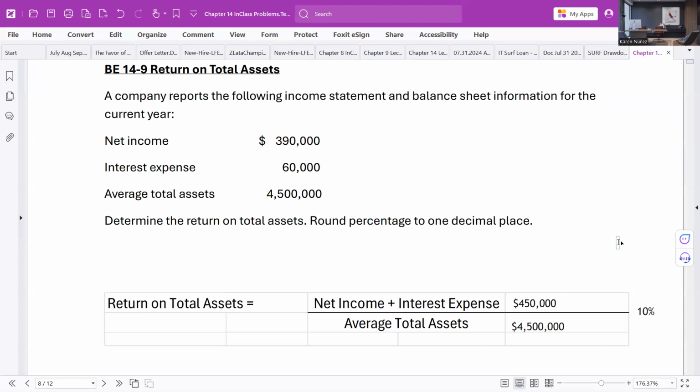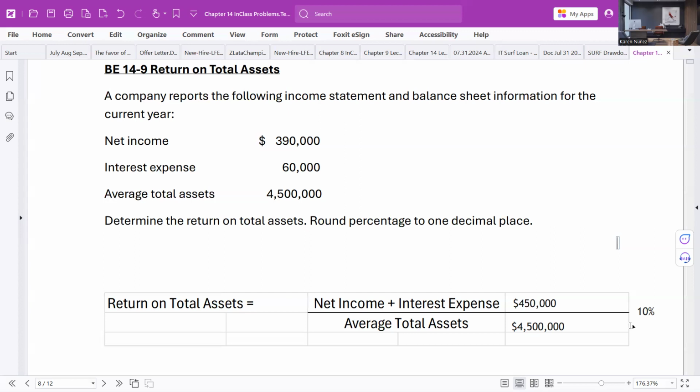So given a dollar in assets, we're able to generate a 10% return in the form of income plus interest. That's what that measure tells us, the ability to generate returns given a dollar invested in assets. For every dollar in assets, basically we get 14 cents in income plus interest. I'm sorry, not 14 cents, but 10 cents. For every dollar invested in assets, we are able to generate 10% or 10 cents on the dollar.